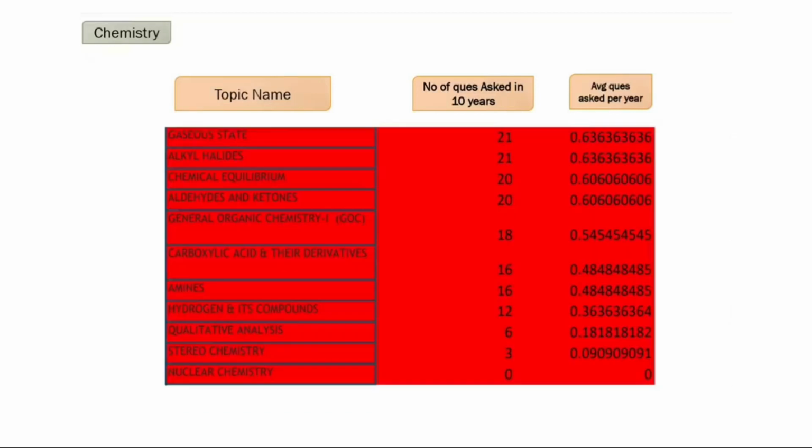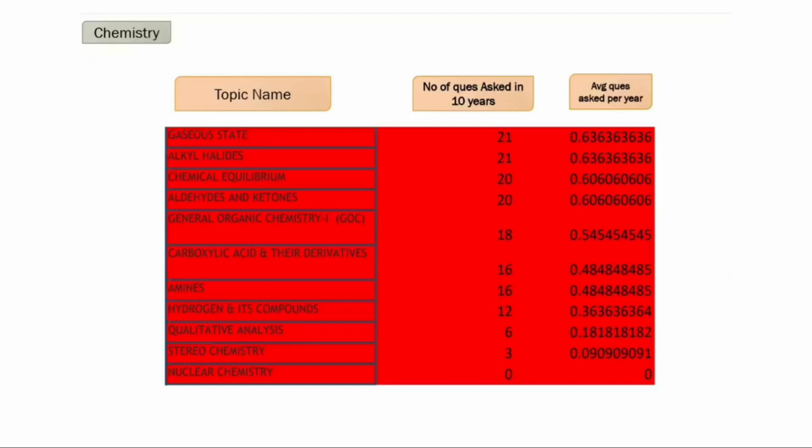Coming to the red zone for chemistry, here you will get either one question or zero. From the last 10 years: gaseous state, alkyl halides, chemical equilibrium, aldehydes and ketones, general organic chemistry 1, carboxylic acids and their derivatives, amines, hydrogen and its compounds, qualitative analysis, stereochemistry and nuclear chemistry. The chance of getting even one question from these chapters is very low. You can see that in the last 10 years there are around 17 questions on average from each of these chapters, gases 21 questions out of 33 papers.